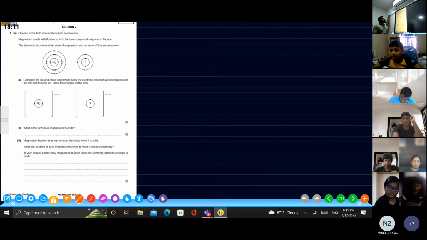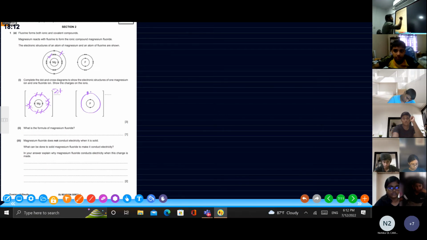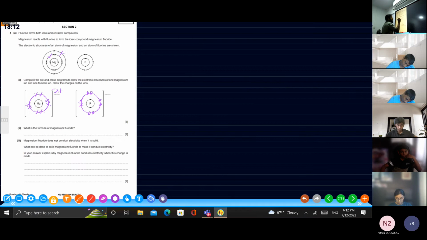Okay, so complete the dot and cross diagram. Don't make the same mistake that I did. Draw over the side. Then complete and show the electronic structure of one ion, magnesium. I have to show one. This will not be there because the electrons are given. So it needs 2 plus. And fluorine is going to get 1 electron each. The same story. Have 1 electron and I have to put minus. Don't forget to put 2 in front of fluoride.